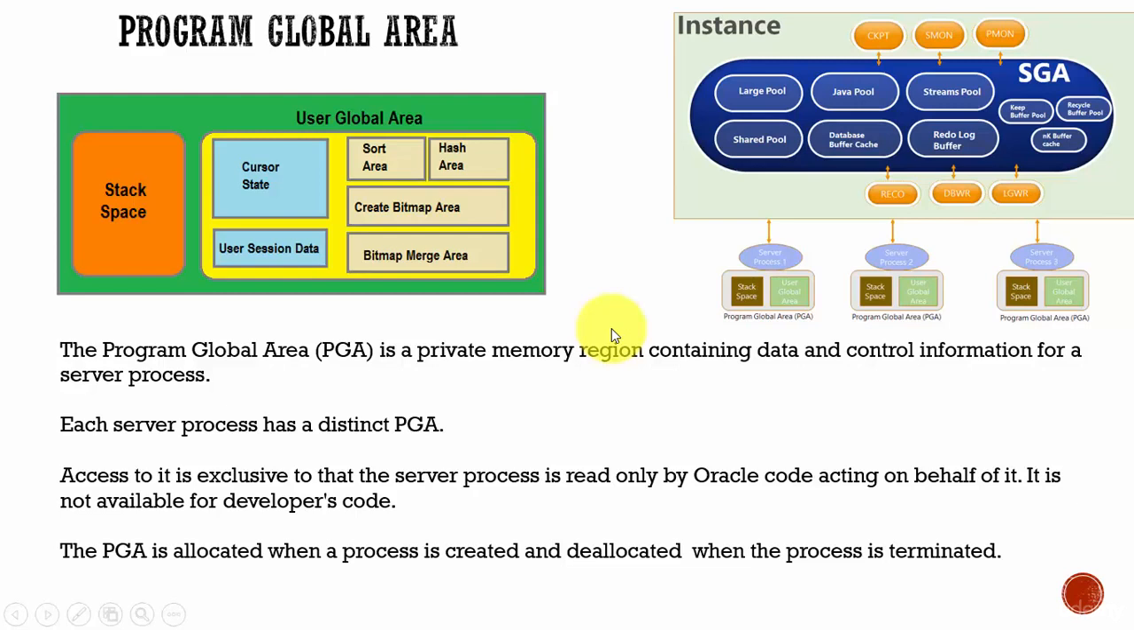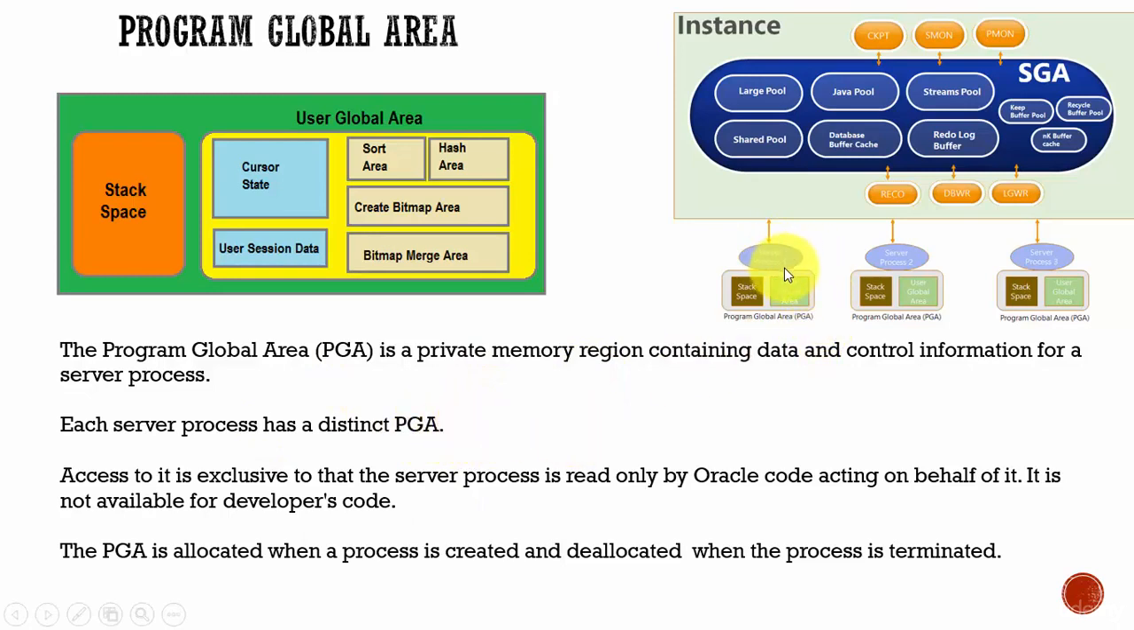In this session, let's learn about one important memory structure called the program global area. The program global area is a private memory region which contains the data and the control information for a server process. Each server process has a distinct program global area.